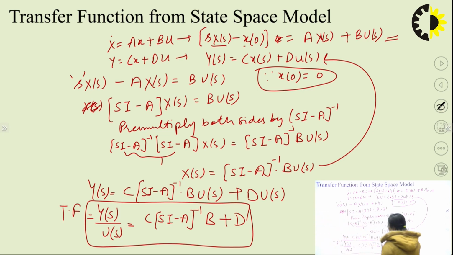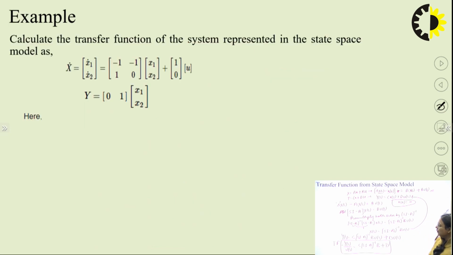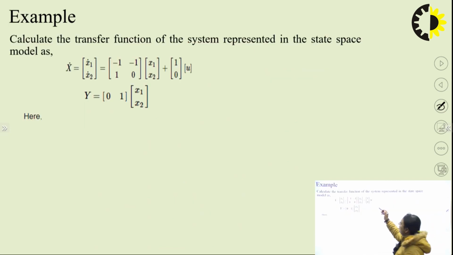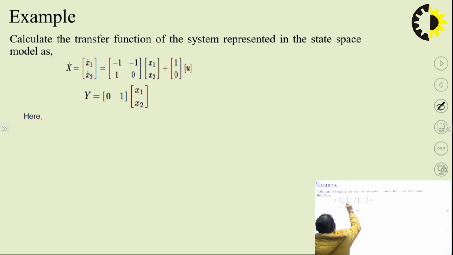from the state model. Now, solving one of the questions given here, we have to calculate the transfer function of the system represented in this state model. From this state model I can conclude that x dot is equal to Ax plus Bu, y is equal to Cx, right? So before finding the transfer function, first of all I have to find out (sI minus A) inverse.